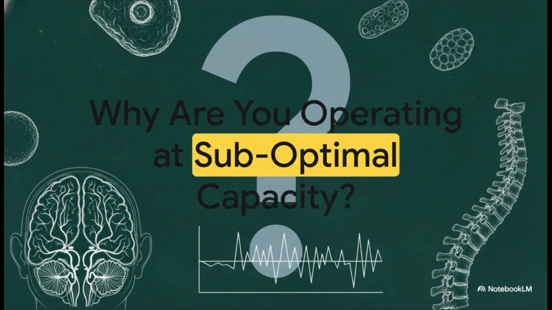So let me ask you this. Why are you operating at suboptimal capacity? You know what I'm talking about. The daily fatigue, the brain fog, that persistent lack of focus. So many people just attribute this to some kind of personal failure. That is incorrect. These aren't character flaws. These are symptoms. Symptoms of a system malfunction.